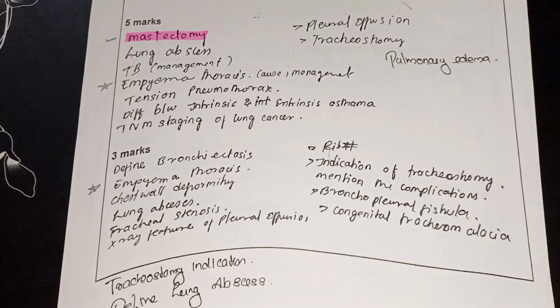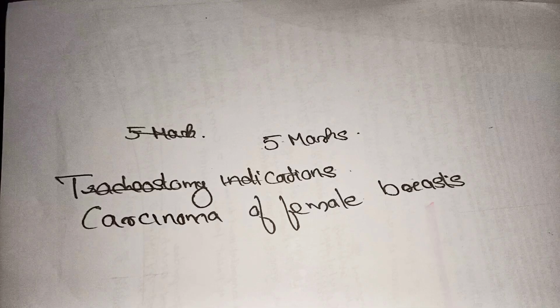define lung abscess, repeated again, rib fracture, indications of tracheostomy, mention the complications of bronchopleural fistula, congenital tracheomalacia. And there's one more important 5 mark question, that is carcinoma of female breast.